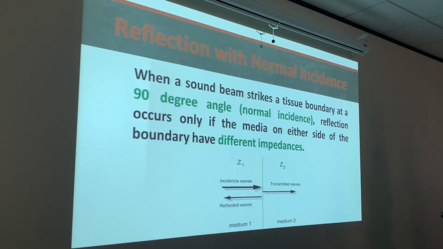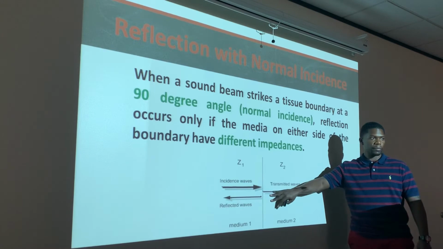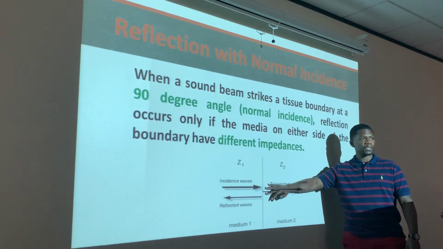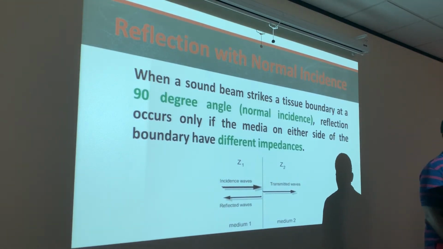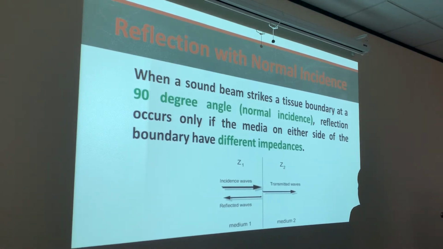So we're going to talk about reflection with normal incidence, concentrating on this reflected wave. Don't worry about the transmitted wave, because when we talk about transmission, we're usually referring to the law of conservation of energy: whatever part of the beam is not reflected has to be transmitted. Isn't most of our beam transmitted? More than 99%? Okay, I'm just telling you different ways. When a sound beam strikes a tissue boundary at a 90-degree angle, that's normal incidence.